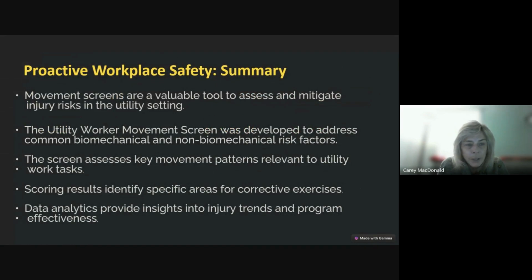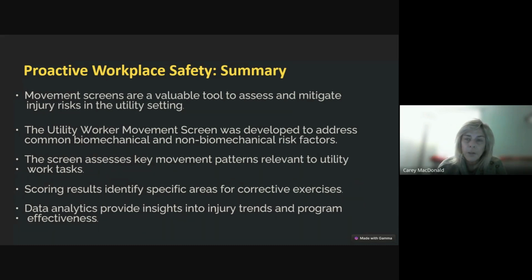So in summary, what did we get here with our proactive workplace safety movement screens? Movement screens are a valuable tool to assess and mitigate injury risks in, specifically, I put utility setting because that's where I work, but any setting. The utility worker movement screen was developed to address common biomechanical and non-biomechanical risk factors. The screen assesses key movement patterns relevant to utility worker tasks. Score results help us identify specific areas for corrective exercises. And the data analytics provides us insight into injury trends and program effectiveness.